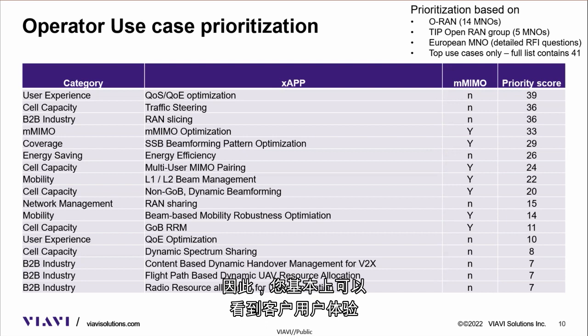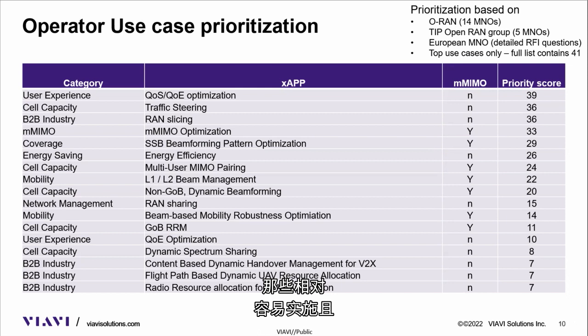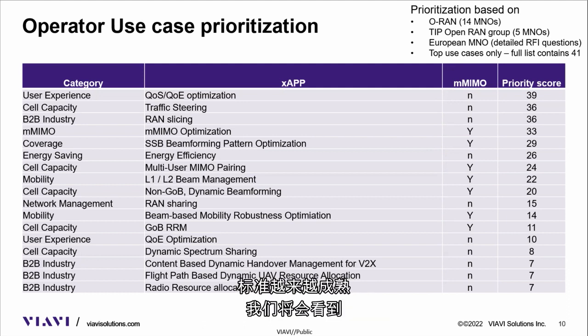So you can see basically a mix of results with customer user experience highest. Then we've got spectrum efficiency. And we've also got energy saving and network slicing as the type of use cases the operators are seeing. But we're also seeing a pattern in xApp development with quick win ones first, those that are relatively easy to implement and not too risky to launch, for example, traffic steering or energy saving. But I think later in the coming years, we'll see more complex use cases like signaling storm detection or RIC security-based applications coming on board as the RICs become more commonplace deployed and the standards become more mature.